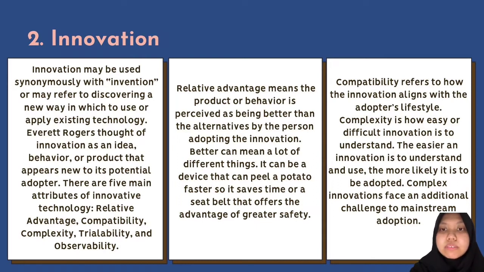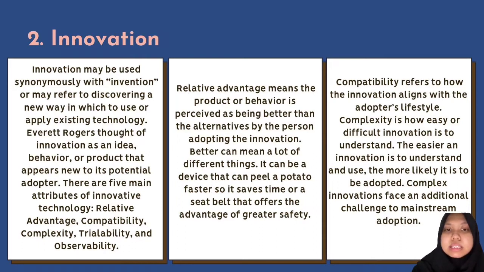So, in relative advantage, it means that the product or behavior is perceived as being better than the alternatives by the person adopting the innovation. Better can mean a lot of things, such as we have a device that can peel a potato faster so it saves time, or a seatbelt that offers the advantage of greater safety. Next, we have compatibility that refers to how the innovation aligns with the adopter's lifestyle.